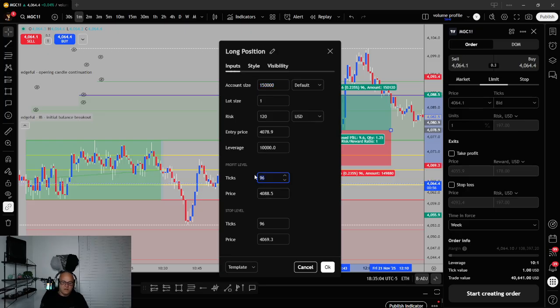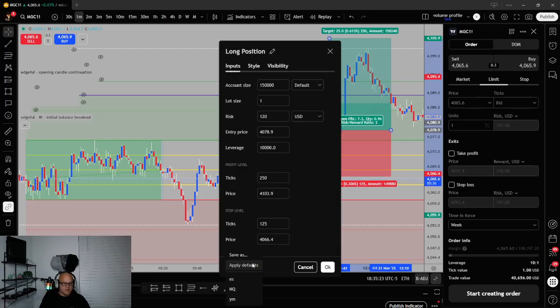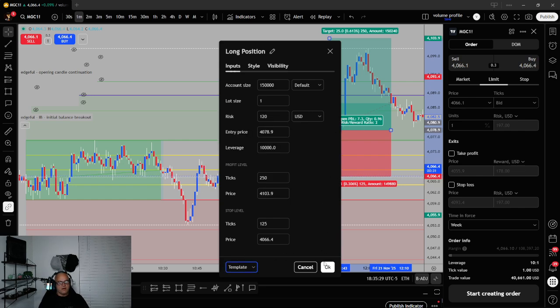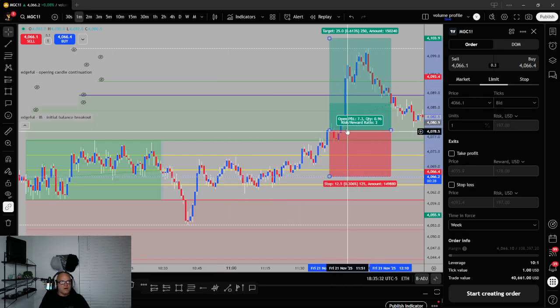Profit is 250 ticks. Stop level in ticks is 125. Okay. And we'll save that as GC. I have one already for the shorts. I just didn't build one for this. Okay, so I'm looking for a stop of $12.50. Okay, and I'm looking to make $25.